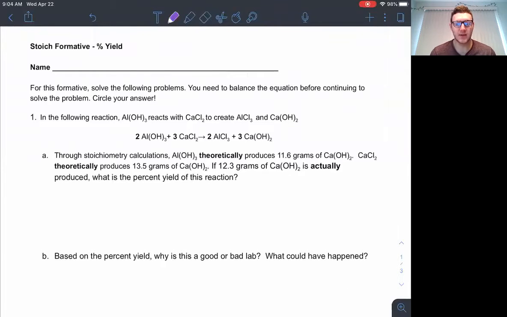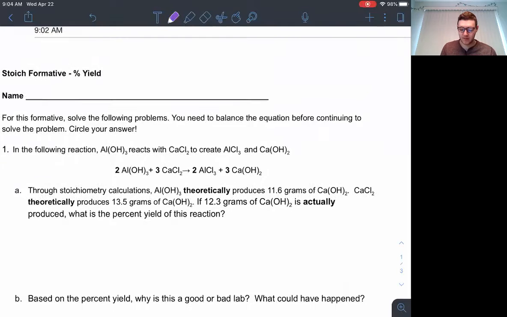All right, ladies and gentlemen, so what we're going to do is go through the formative that goes through percent yield. Percent yield is going to tell us how well we did the lab. Did we do a good job? Did we do a bad job? So first, let's remember what the formula for percent yield is.